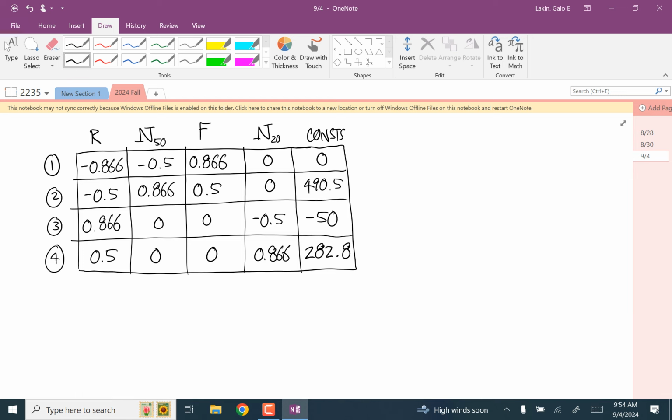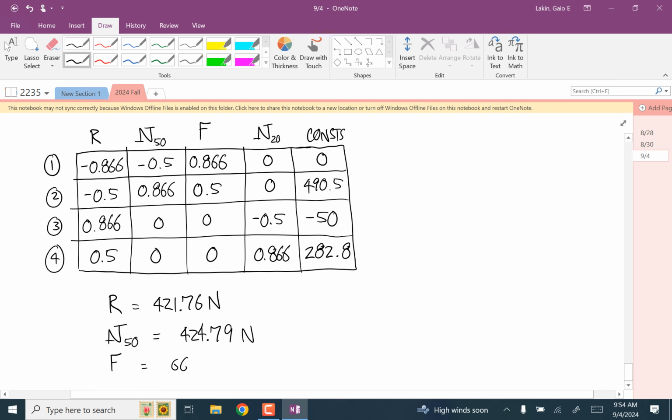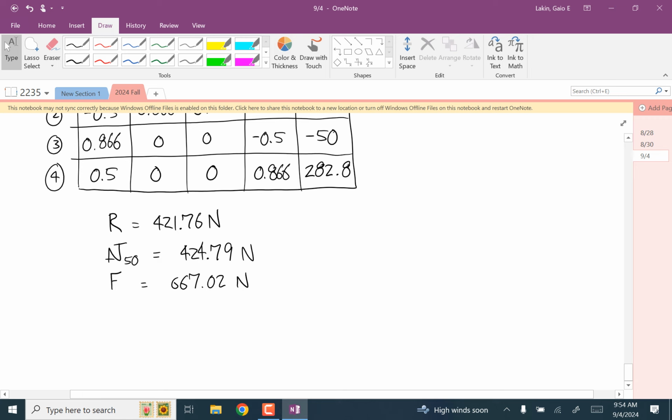But the answers you get are R is equal to 421.76. N50 is equal to 424.79. F is equal to 667.02. And N20 is equal to 83.05. Okay, we can talk about that more next time. That's all.